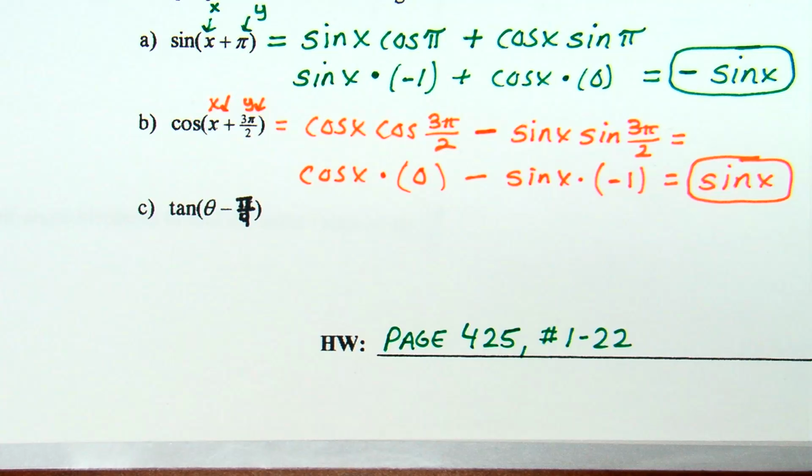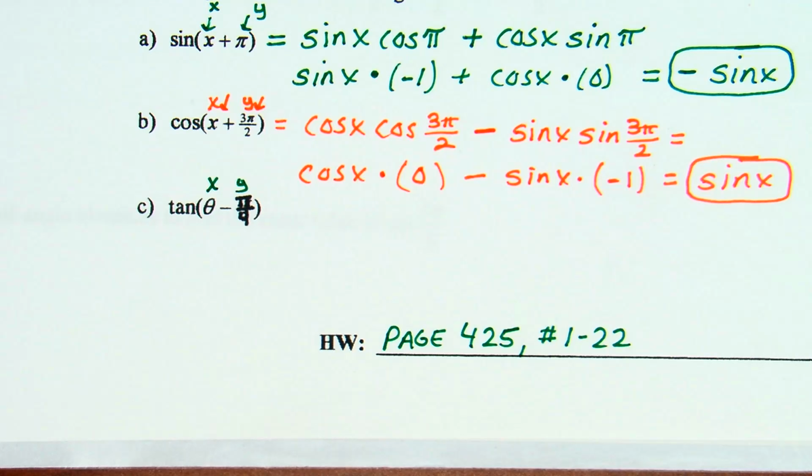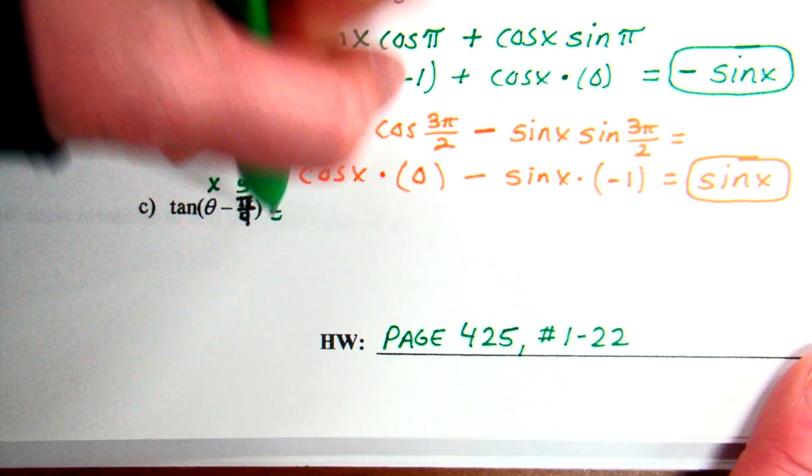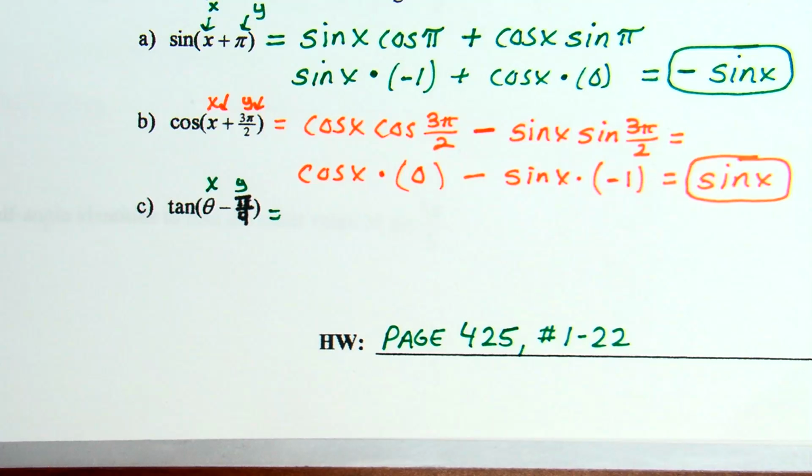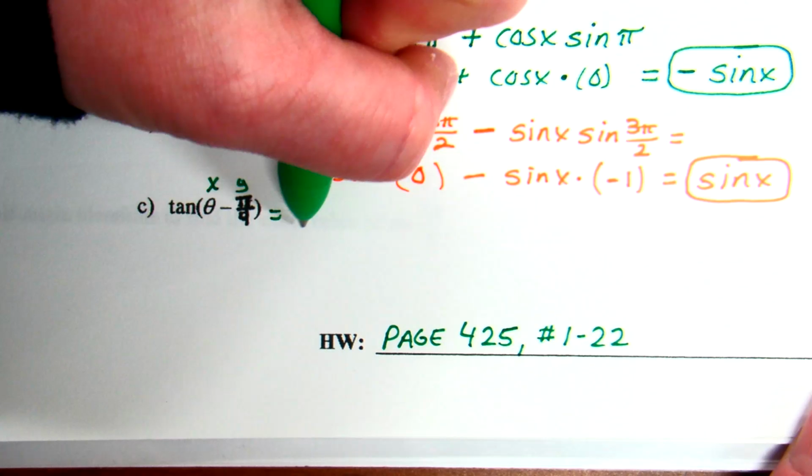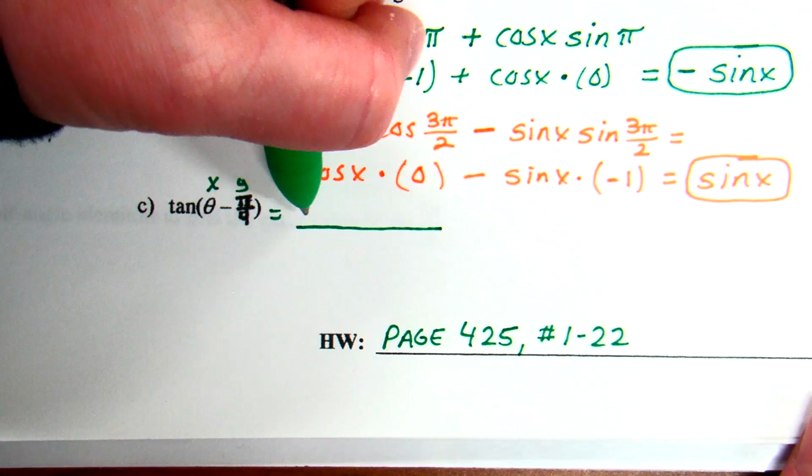Last official problem. Tangent of theta minus pi over 4. Again, x and y, right? I don't know that you guys really need me to write the x and y in, but just in case. Okay, you ready for the fun stuff? It's a fraction, but it's not that bad. Okay, so the tangent. On top is tangent x, which is tangent theta.